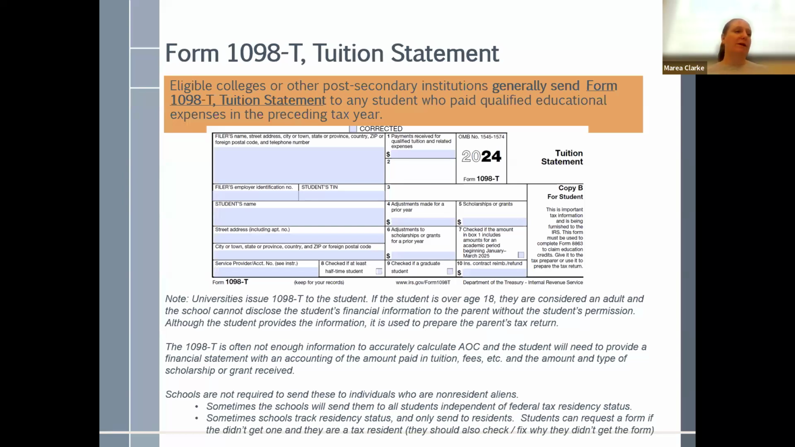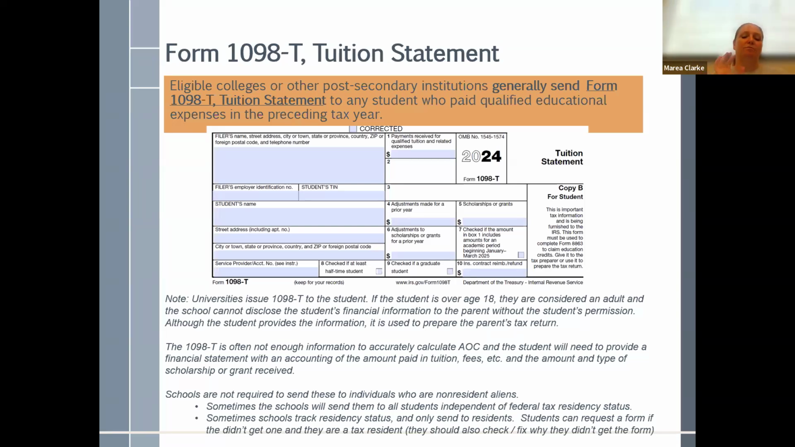This is not always enough information to calculate credits correctly, right? Sometimes it can be, but often there are other expenses that the students pay for that are not going to be listed on this because they're not paid directly to the school. Sometimes the schools may not send that form again, right? Maybe the school thinks they're a non-resident alien when they really are a resident alien. It can be a challenge.